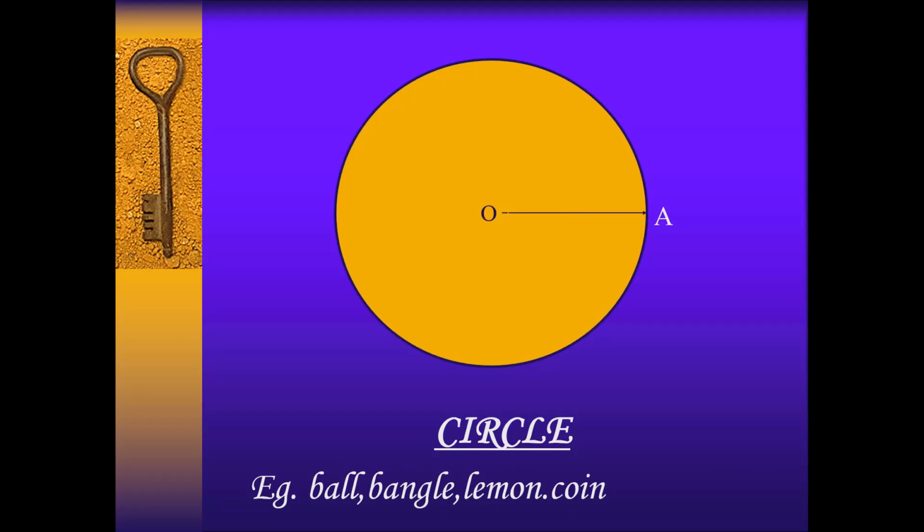However, these are 3D figures, and a circle is two-dimensional. It can only be drawn on a paper. That is what a two-dimensional figure means. Just to give you an idea, a diagram of a ball drawn on a paper would be in the shape of a circle, and same for the other examples: the bangle, lemon, and the coin.